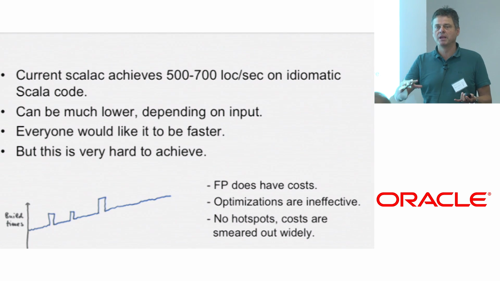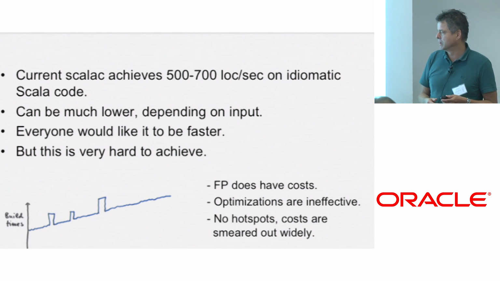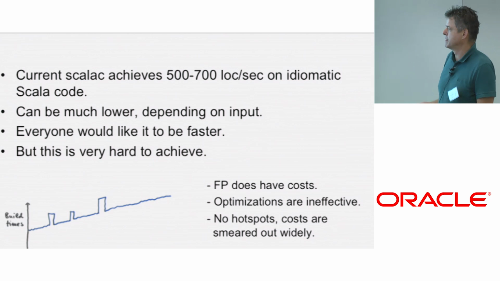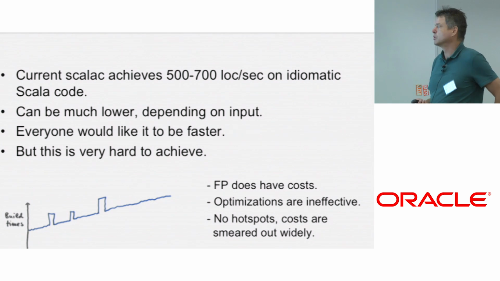It's really all smeared out where the complexity goes. They're memory bound. It's not even clear whether they're memory bound or CPU bound. So that's why most of the optimizations, or all the simple ones I've seen, don't work for compilers.